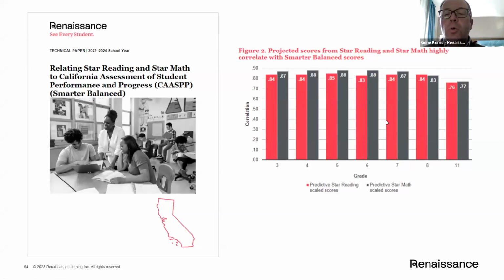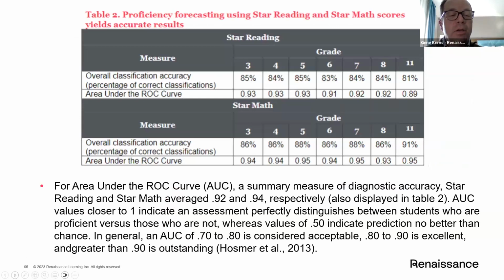So these were the correlation coefficients where we were statistically linking scores on, in this case, STAR math to Smarter Balanced outcomes. And you see those correlation coefficients there, 0.84, 0.87. These are really, really solid predictions. You can also see the classification accuracy. In other words, in grade 3, 85% of the time, the proficiency level that was predicted by STAR was the actual proficiency level of the student.